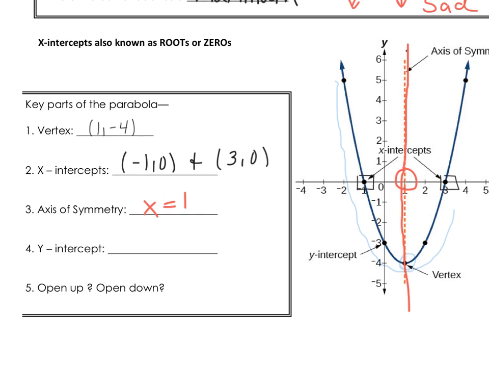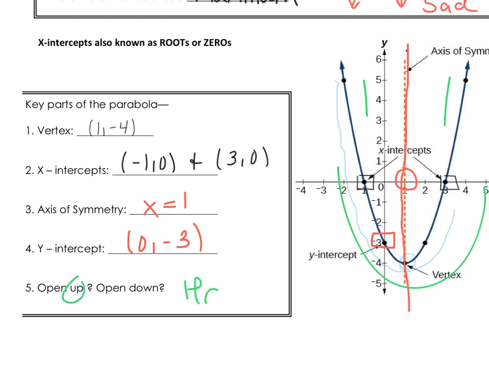The y-intercept is where our graph crosses the y-axis. If I look at my graph, I cross the y-axis at -3. So I have 0, -3 as my y-intercept. And then last but not least, I want to ask, does this parabola open upward or does it open downward? Well, if I put my eyes in there, I'll put them in green. It opens upward because I have a happy parabola.